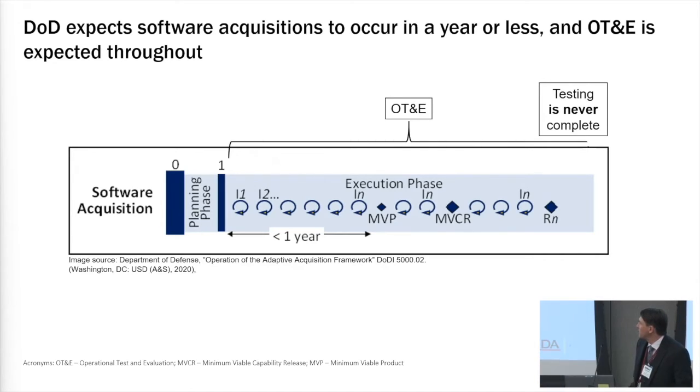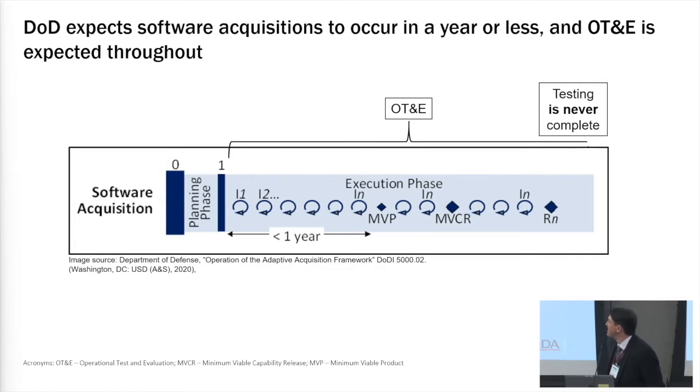And so what does that mean for OT&E? Well, it means OT&E has to match that paradigm. It has to be continuous. It has to be adaptable, flexible. And also, it's never complete.